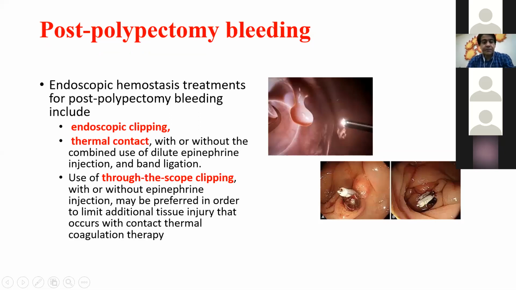Sorry, this is about the post-polypectomy bleed. You must know about the polyp and post-polypectomy bleed.